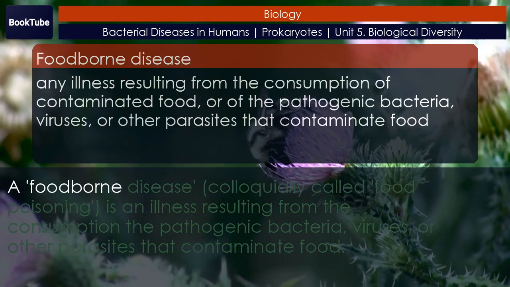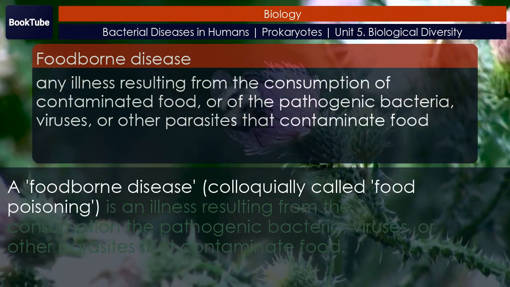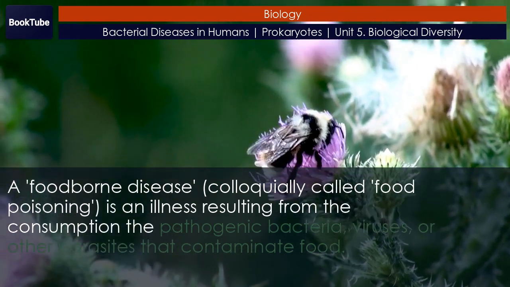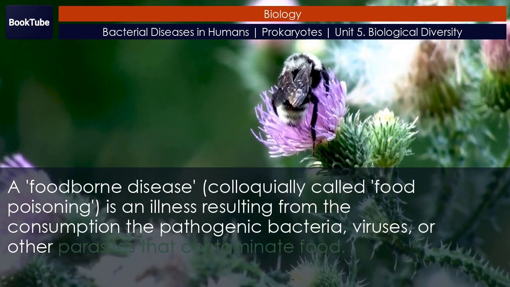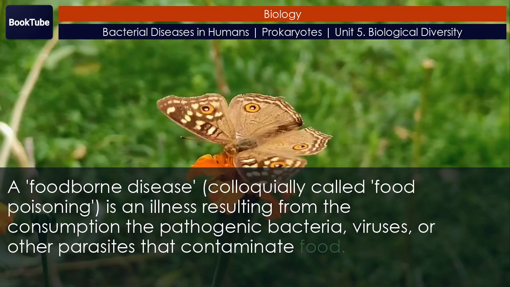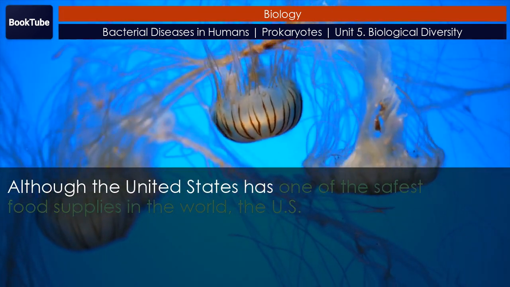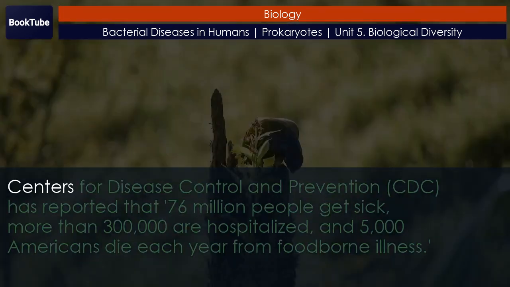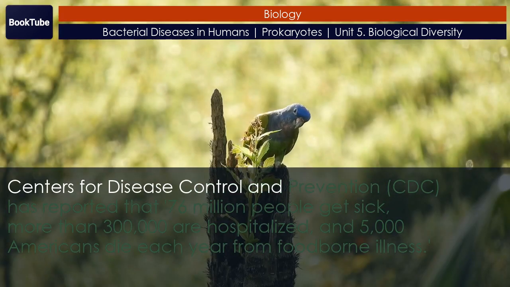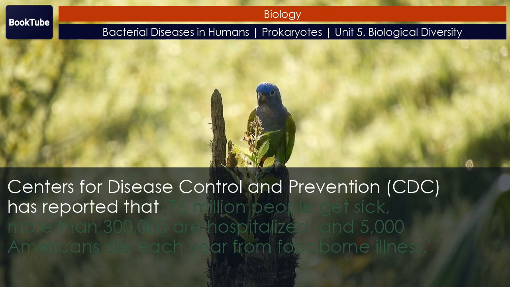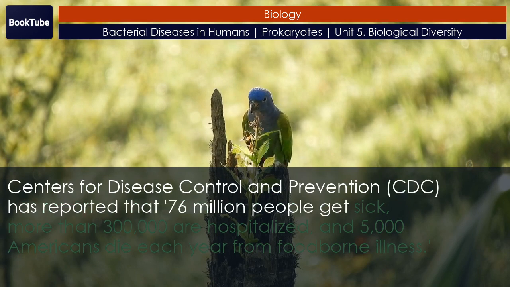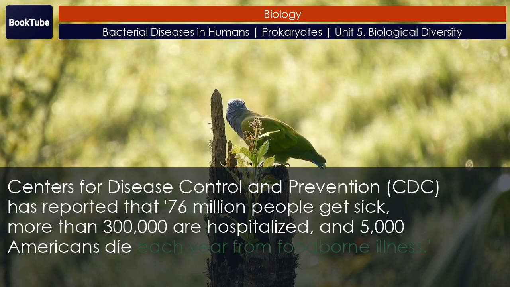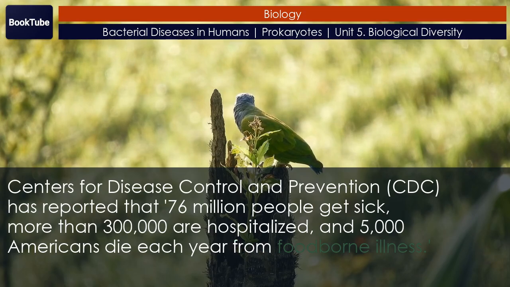A foodborne disease, colloquially called food poisoning, is an illness resulting from the consumption of pathogenic bacteria, viruses, or other parasites that contaminate food. Although the United States has one of the safest food supplies in the world, the U.S. Centers for Disease Control and Prevention, CDC, has reported that 76 million people get sick, more than 300,000 are hospitalized, and 5,000 Americans die each year from foodborne illness.